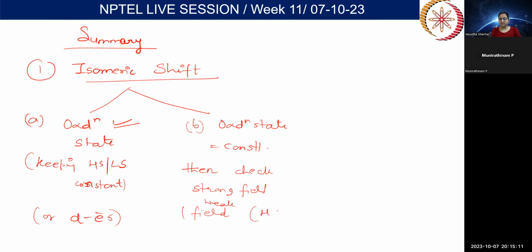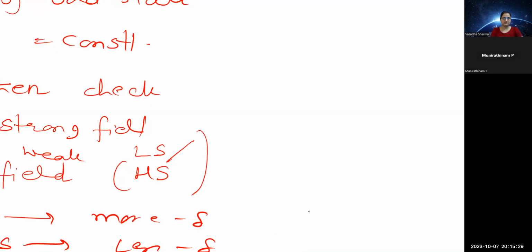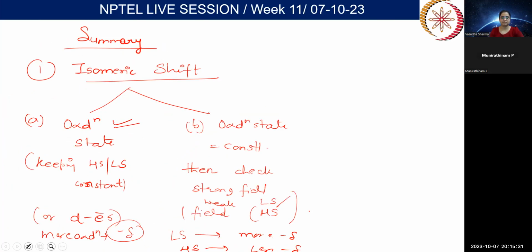That means, is it making high spin or low spin? If it is low spin, it will have a more negative delta. If it is high spin, it will have a less negative delta. A higher oxidation state means a more negative delta, and a lower oxidation state means a less negative delta. So keep this summary in mind.